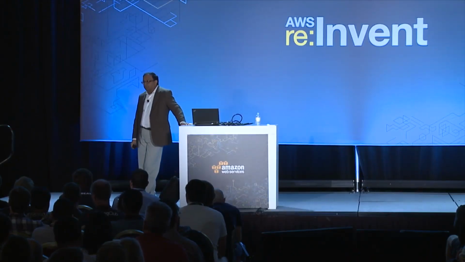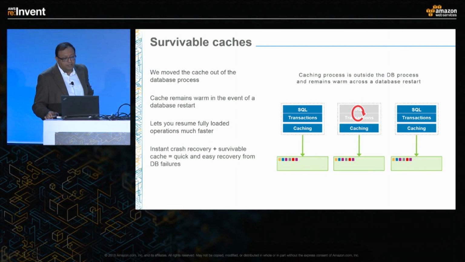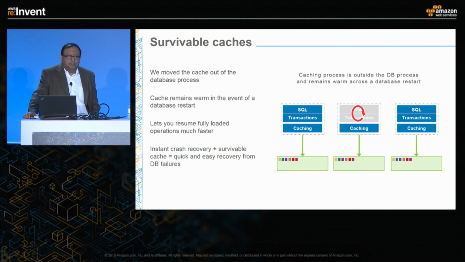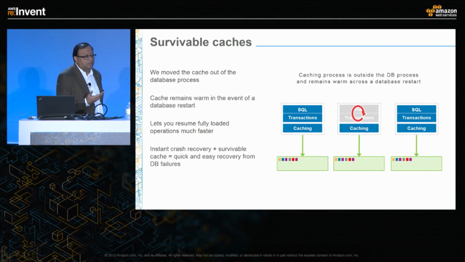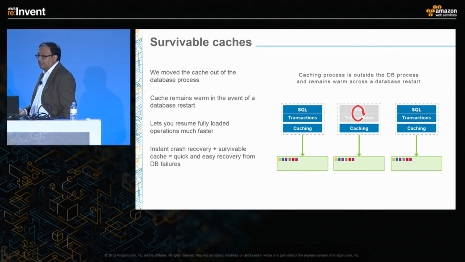The other thing that we did in Aurora to assist with this is that we moved the buffer cache out of the database process. And that might sound esoteric, but what it ends up meaning is that the cache stays warm if you have to restart the database. So for example, let's say you ran into an application deadlock and you need to bounce things in order to come back up.